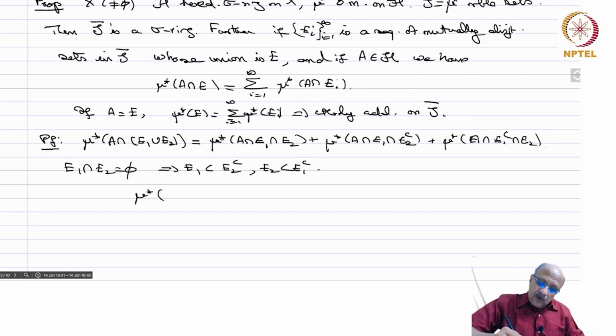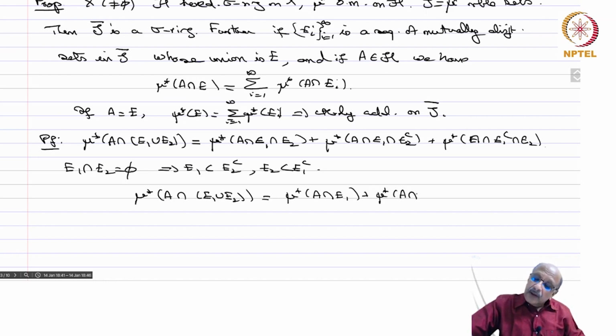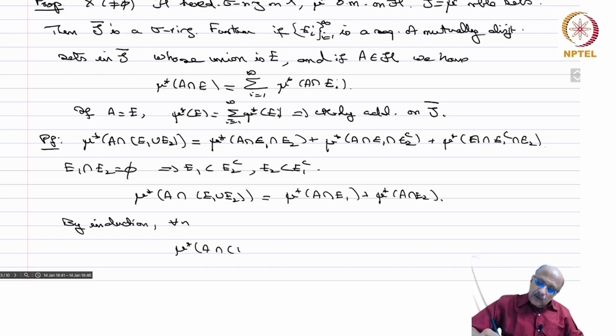So mu star of A intersection E1 union E2 equals, the first one E1 intersection E2 is empty, so the first term is 0. The second one, E1 is contained in E2 complement, so E1 is a smaller one, so that will give you mu star of A intersection E1. Similarly, the next one will give you mu star of A intersection E2. So by induction, for any n we have mu star of A intersection union i equals 1 to n E_i equals sigma i equals 1 to n mu star of A intersection E_i.